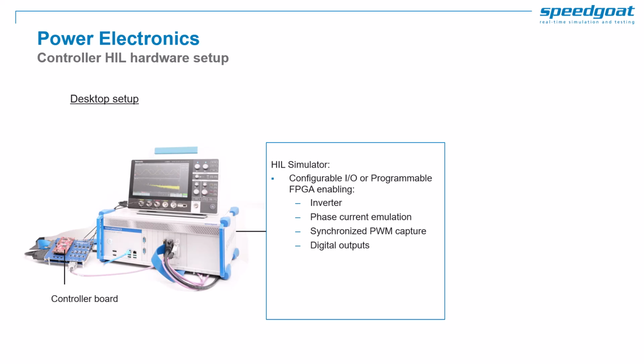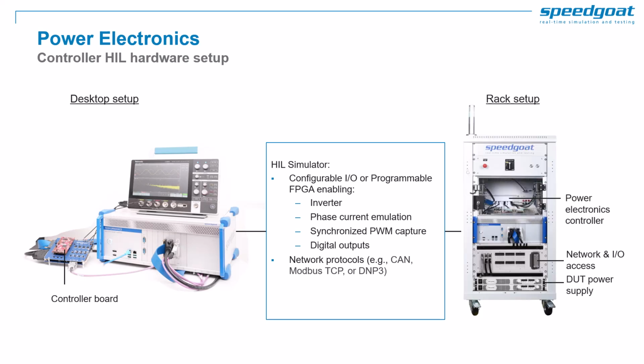On the hardware side, and depending on your application requirements, you decide to either include a high-speed configurable I/O or a programmable FPGA. You can extend the setup with I/O interfaces and communication protocols like CAN, Modbus TCP, and BMP3. The wall can be stacked in a rack to integrate power stages, signal conditioning, temperature emulation, fault insertion, and breakout panels that facilitate measurements and connectivity with your controller hardware.